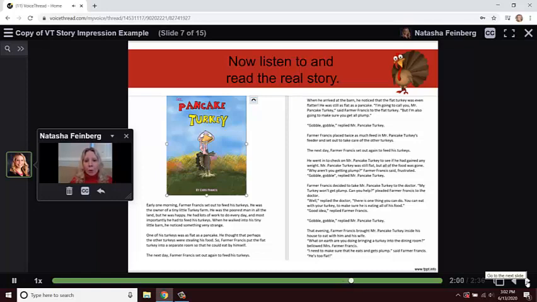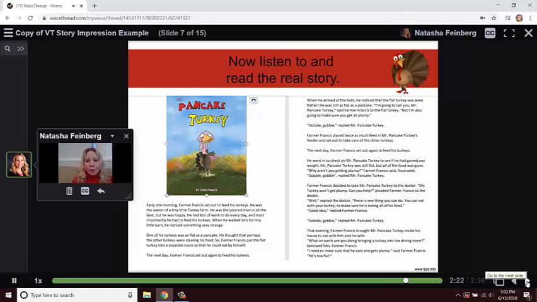"My turkey won't get plump. Can you help?" pleaded Farmer Francis to the doctor. "Well," replied the doctor, "there is one thing you can do. You can eat with your turkey to make sure he is eating all his food." "Gobble, gobble," replied Mr. Pancake Turkey. That evening, Farmer Francis brought Mr. Pancake Turkey inside his house to eat with him and his wife.